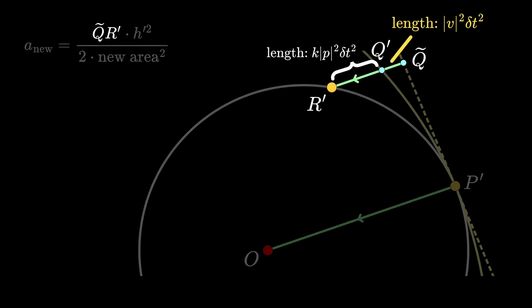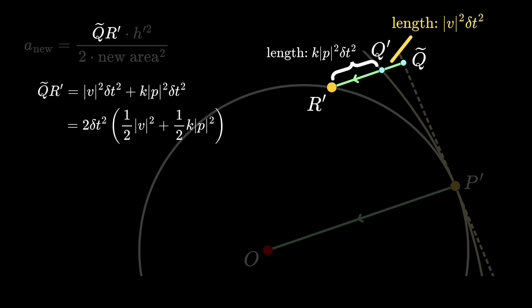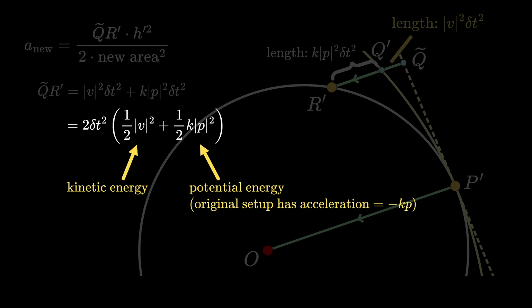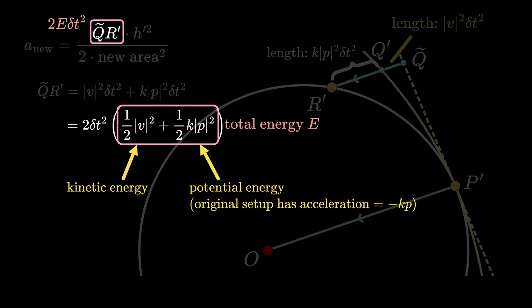Q tilde R prime is the sum of these two segments, which looks a bit suspicious. If I massage the expression into this, does it ring a bell? The first term is the kinetic energy of the original setup since we assumed unit mass, and the second term is the potential energy of the original setup, because in the original setup the acceleration is proportional to distance, that is Hooke's law. So this bracket is the total energy of the original setup, which is a constant, denoted as E. The length Q tilde R prime is then 2E delta T squared.